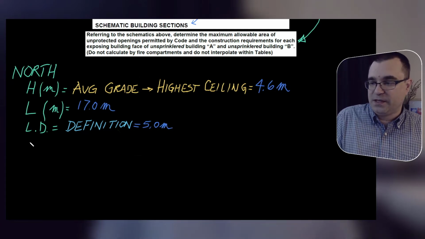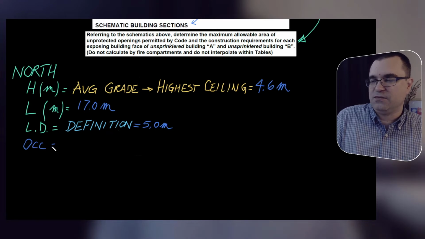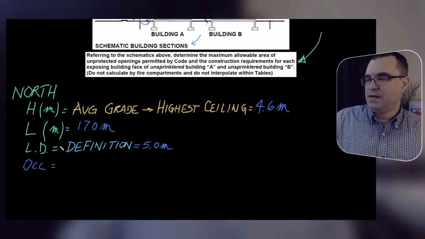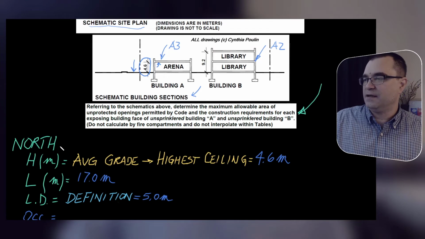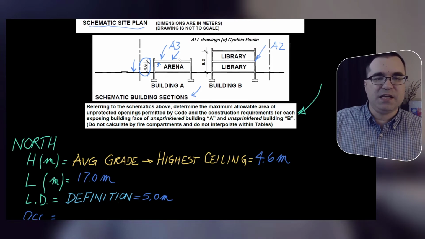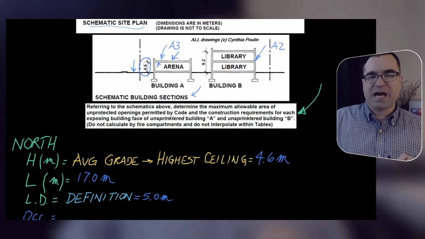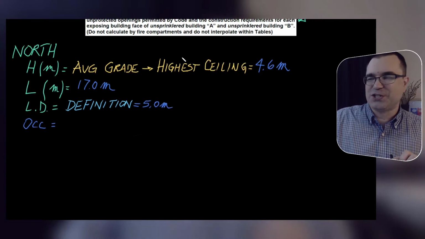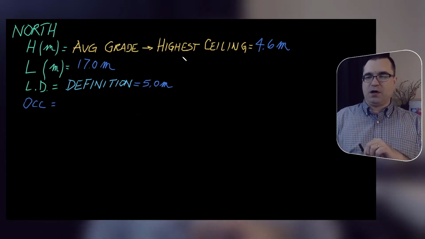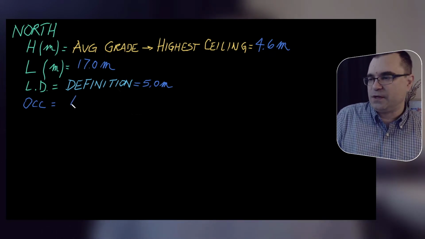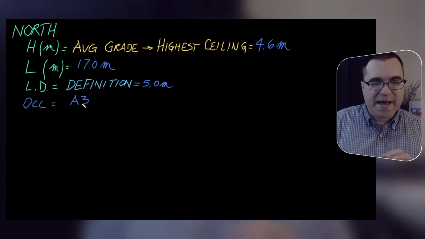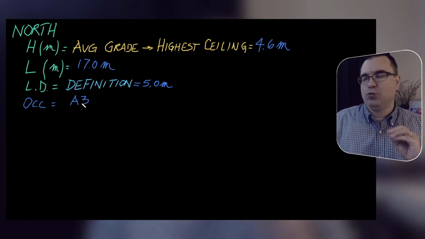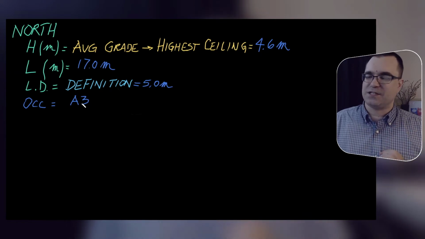Now we're almost ready to get started. The only other thing that we need here is the major occupancy for the A building. So what we found here: arena. Okay, you see it right here. Arena, A3. Okay, we've established how to do that. If you don't remember, go and check out my videos about how to find the major occupancy of a building. I'm just going to write this down here, A3. Great.